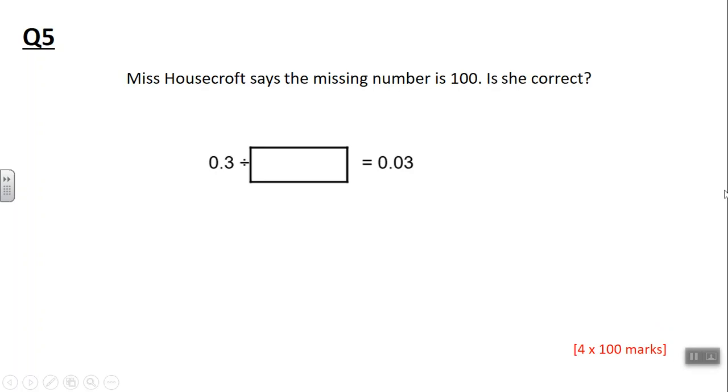Number 5. Miss Housecroft says the missing number is 100. Is she correct? So 0.3 divided by something equals 0.03. I think it's 100. Am I correct?